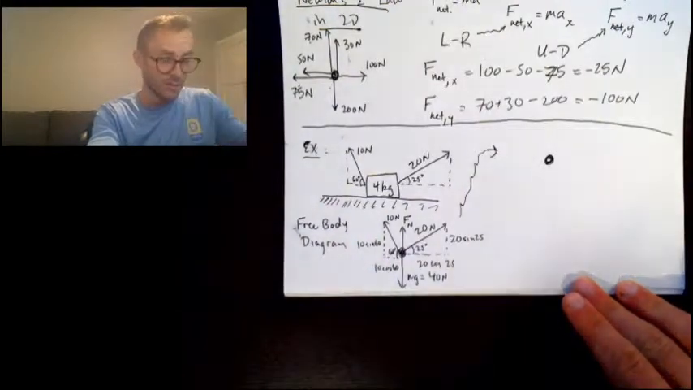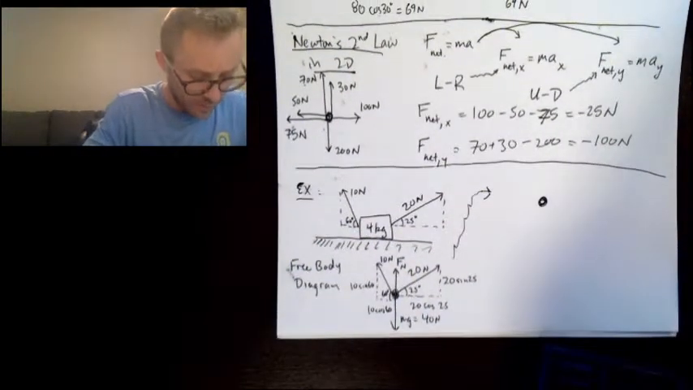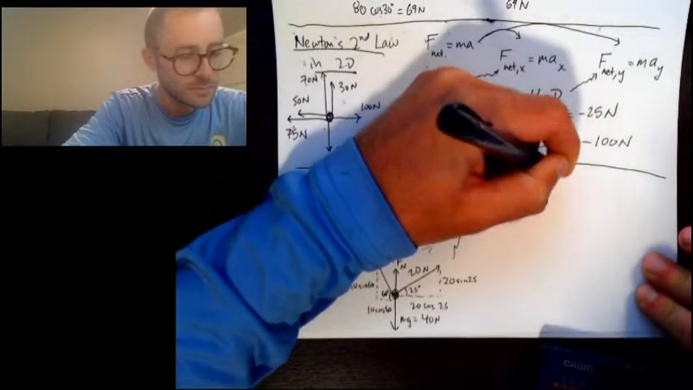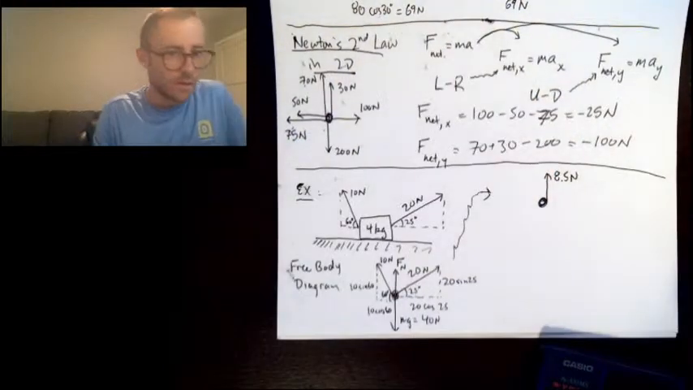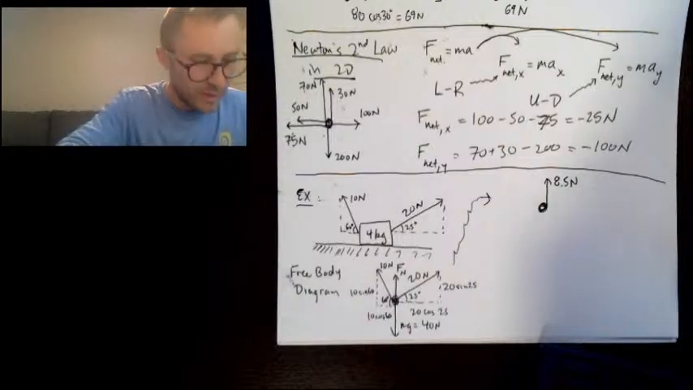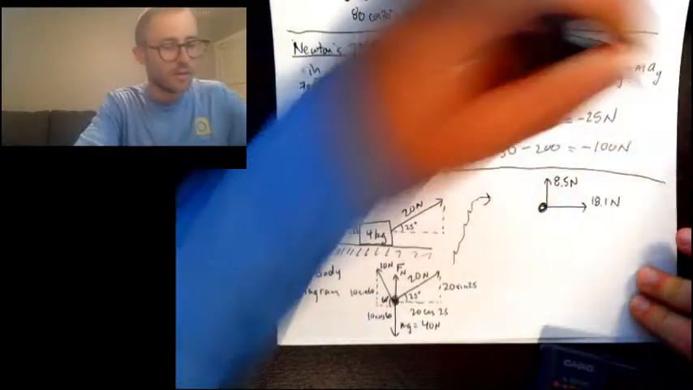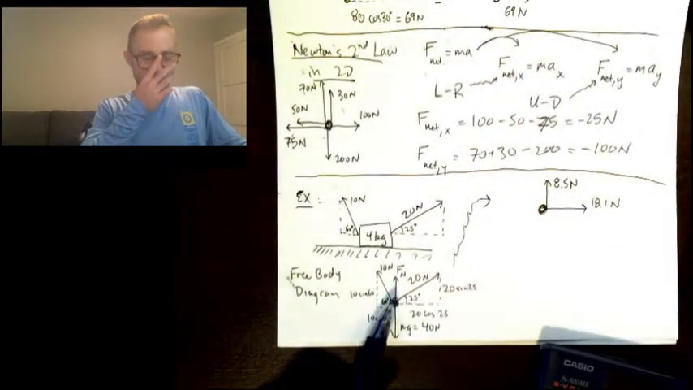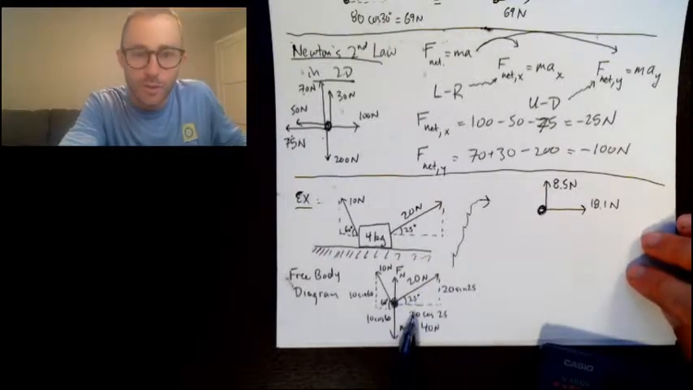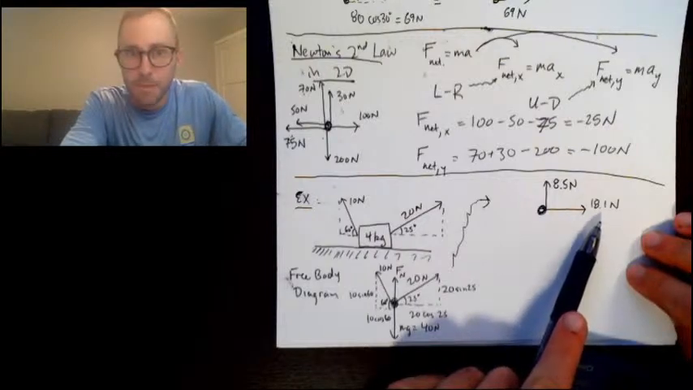Okay? So let's start out with the 20 Newton one. 20 sine of 25 is 8.5 newtons. Cosine of 25 is 18.1 newtons. So this 20 Newton diagonal force is equivalent to 8.5 newtons up and 18.1 newtons to the side. Okay?